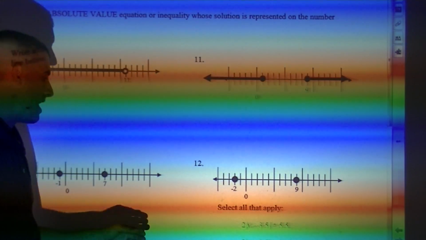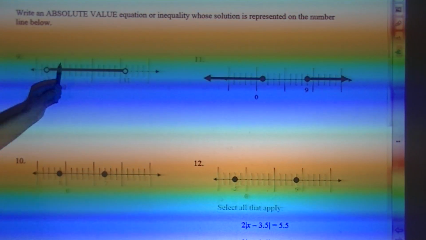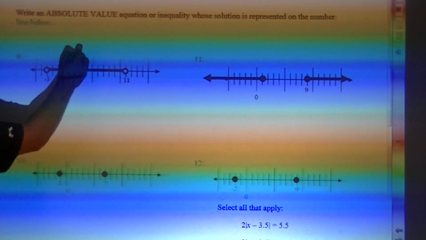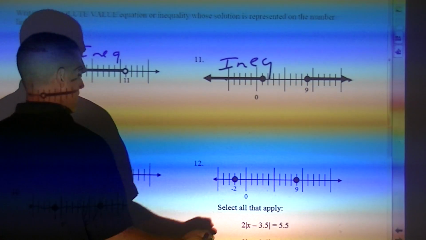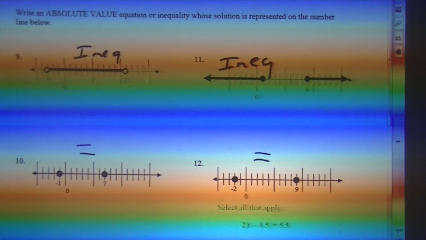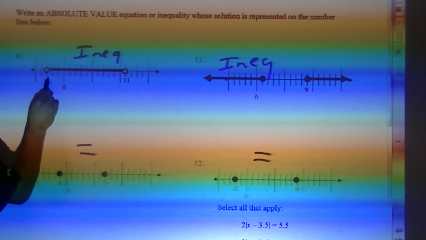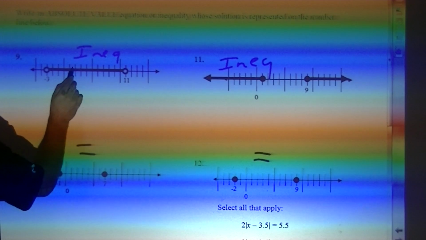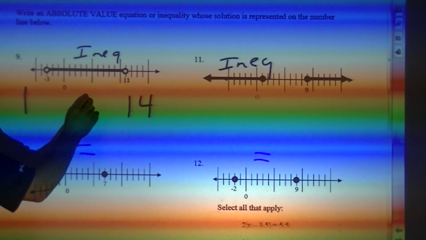All right? Now, here's how you find this. First, what you have to figure out is is it an equation or inequality? Since I have shading, this is going to be an inequality. This one would be an inequality. This one would be an equation. And this one would be an equation. Okay? So the way you do this is you find the distance here. Okay? -3 to 11, you can count the spaces, is 14. Okay? Is 14.